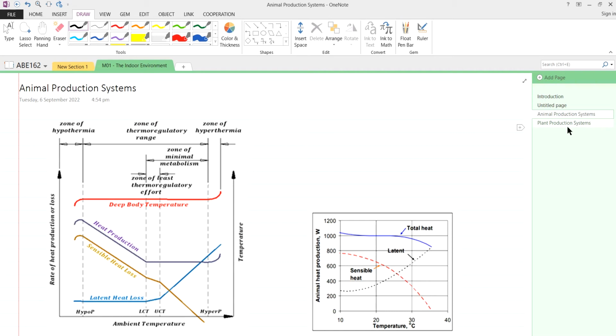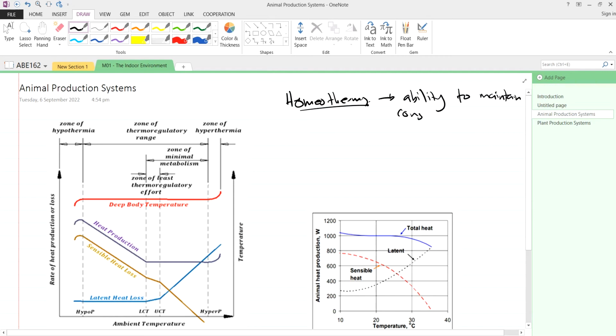Before we discuss that in detail, I just would like to introduce you to the term homeothermy. Right, so homeothermy is the term. It's about the ability to maintain constant temperature. Of course, constant body temperature. Let's write here body temperature.